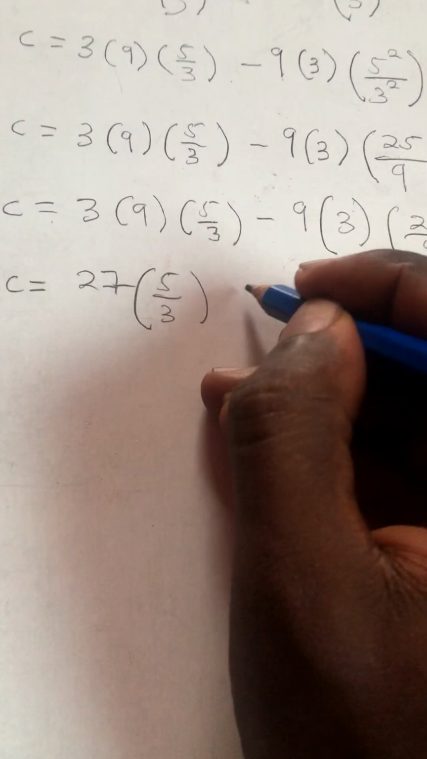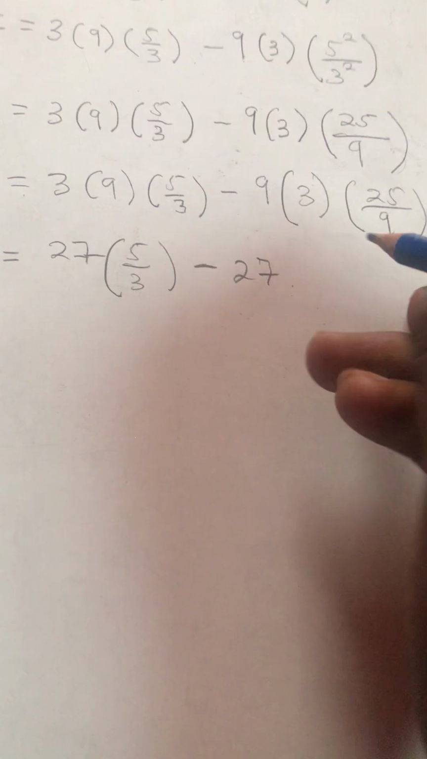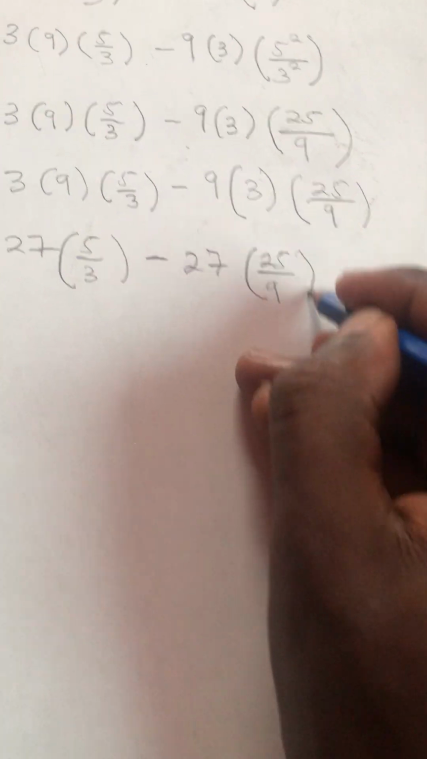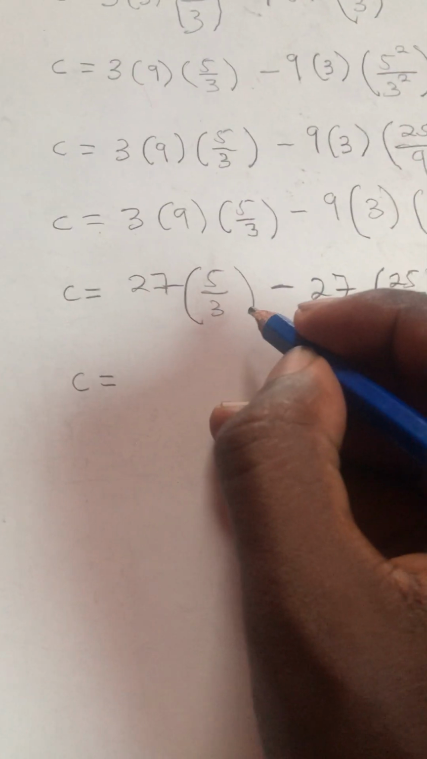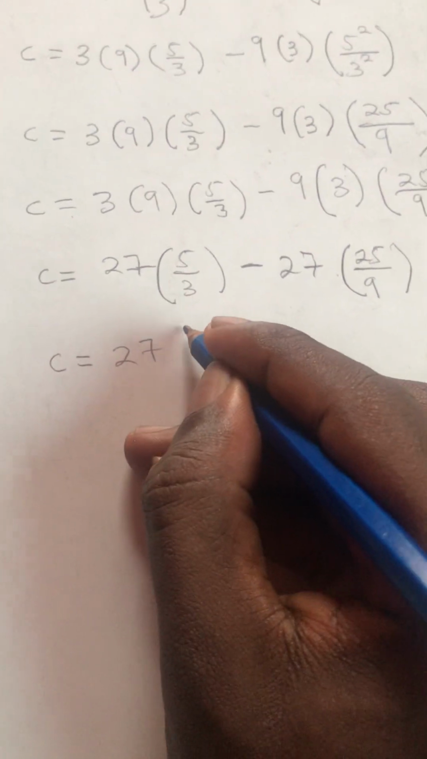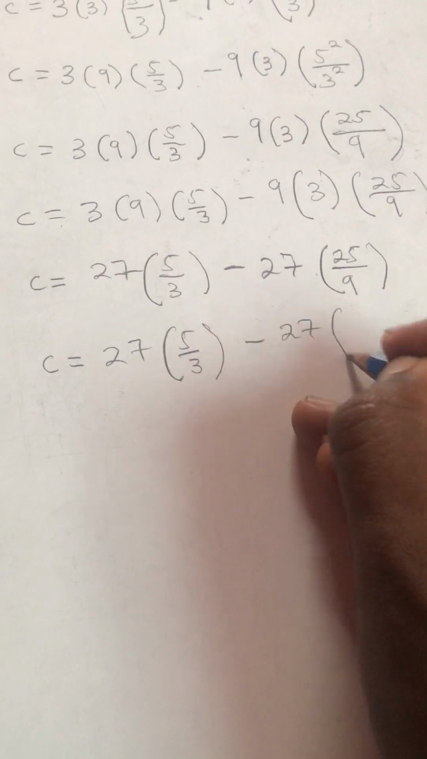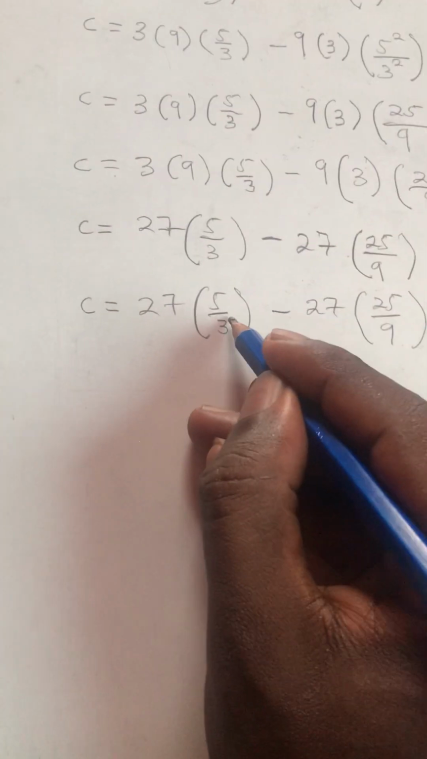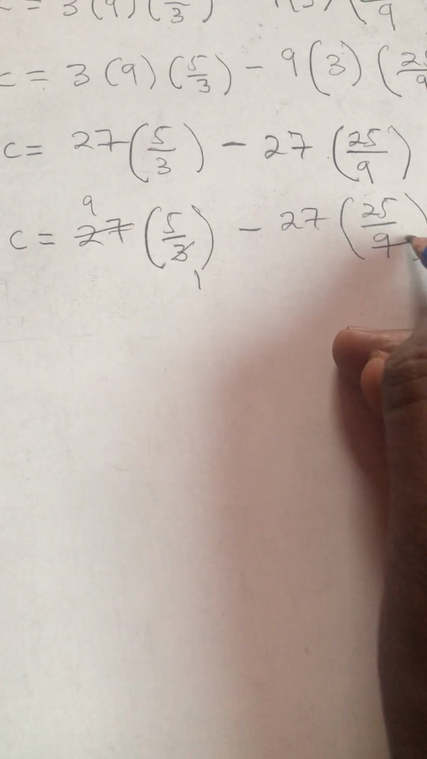Multiplying 3, and negative 9 multiplying 3 will give us negative 27, multiplying the fraction 25 over 9. So our C is equal to, now this is where we do our cancellations. 5 over 3, 27, 25 over 9. 3 will go into itself 1, and into 27, 9 times. 9 will go into itself 1, and into 27, 3 times.